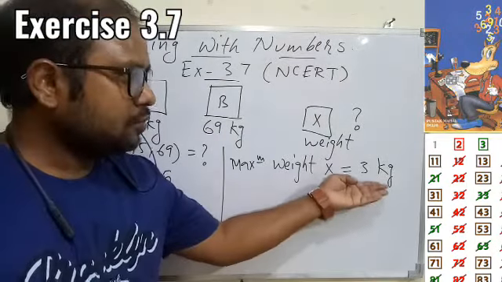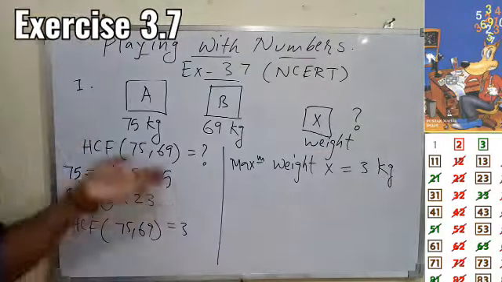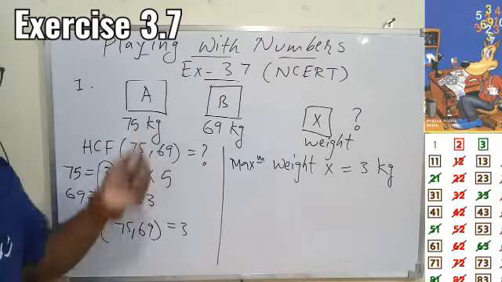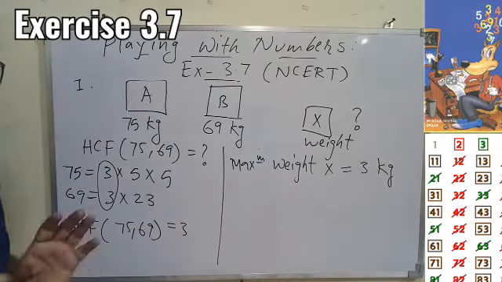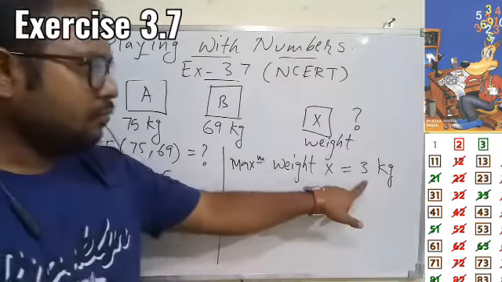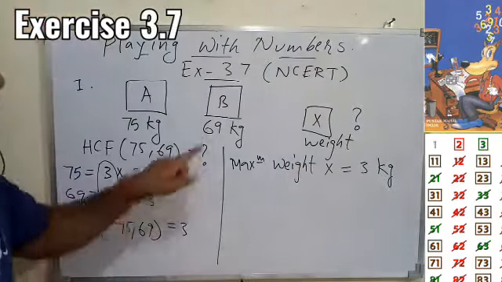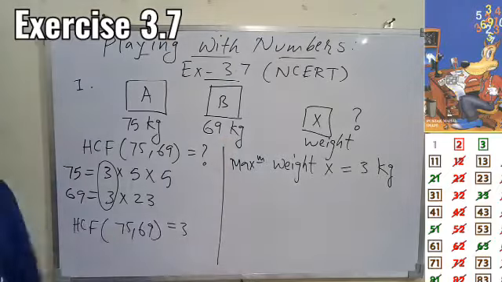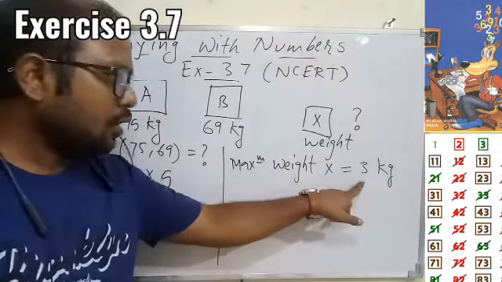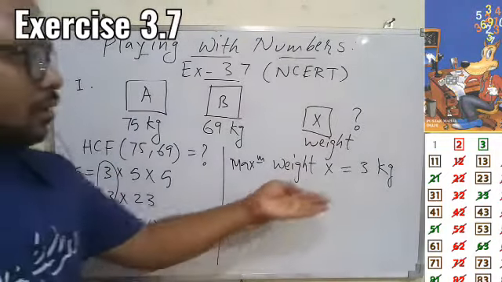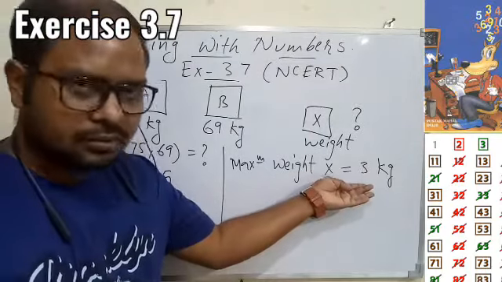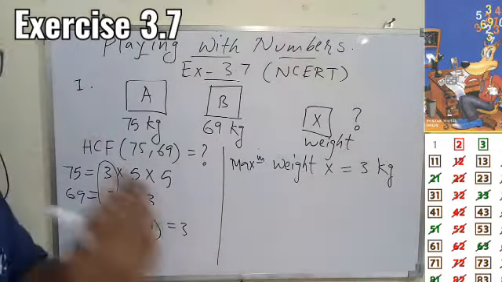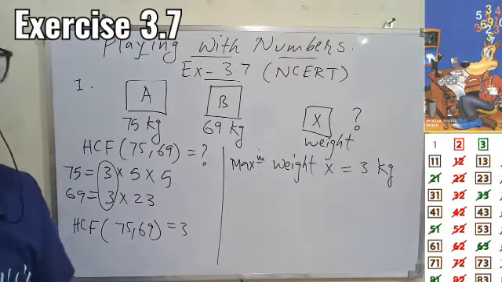Means with the help of a 3 kg weight we can measure the weight of bag A and the weight of bag B an exact number of times. We know 75 will be divisible by 3, and 69 will also be completely divisible by 3. So we understood 3 is the common factor of both. And according to the HCF, we don't have any other number greater than 3 common to both. So the maximum weight common to both is 3 kilogram.